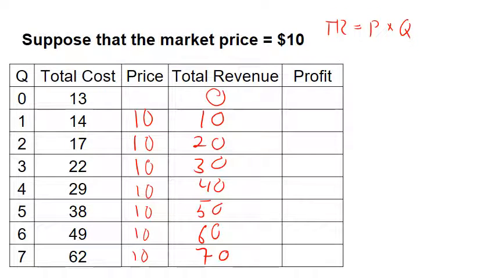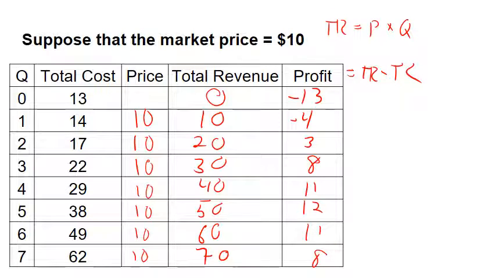Profit is simply total revenue less total cost. Now I do my subtraction. I'm going to get minus 13 if quantity is zero. Minus 4 if quantity is 1. I'll get 3 if quantity is 2. I'll get 8 if quantity is 3. I'll get 11. I'll get 12. I'll get 11, and I'll get 8.